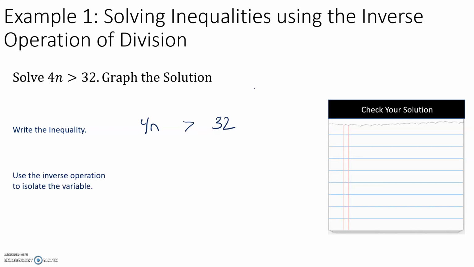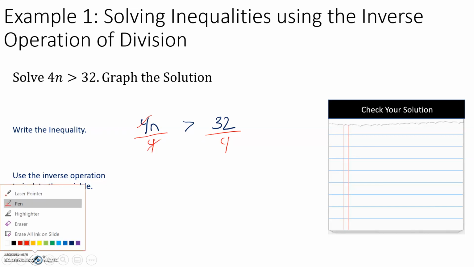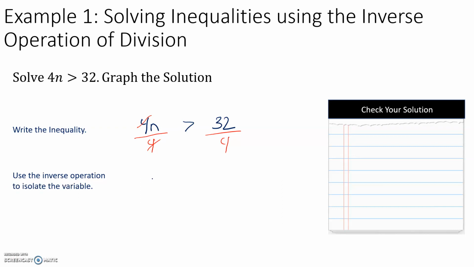Now I'm going to use the inverse operation to get that n isolated. Since it's 4 times n is greater than 32, I'm going to have to do division. So I'm going to divide both sides by 4, and these cross each other out. And I'm left with n is greater than, and 32 divided by 4 is 8. So n is greater than 8.